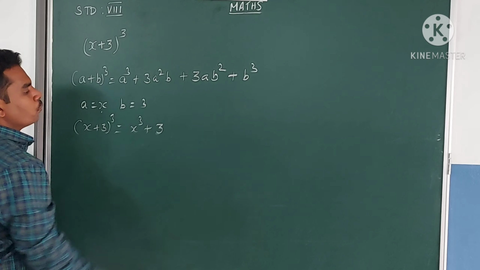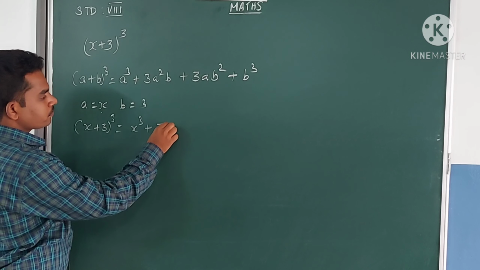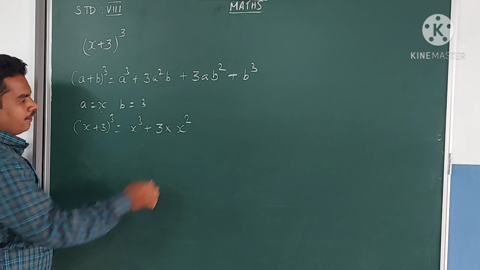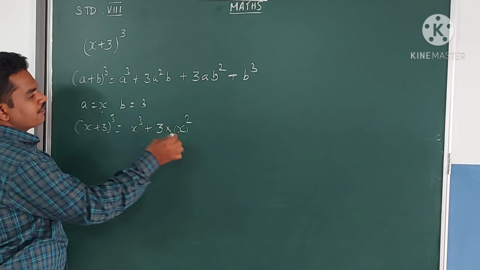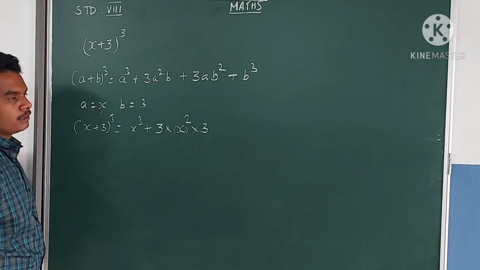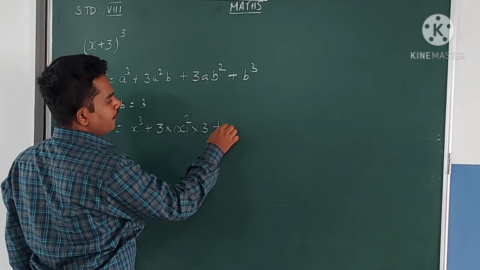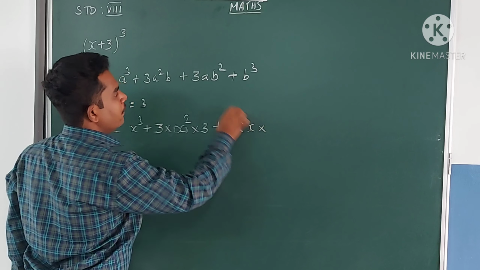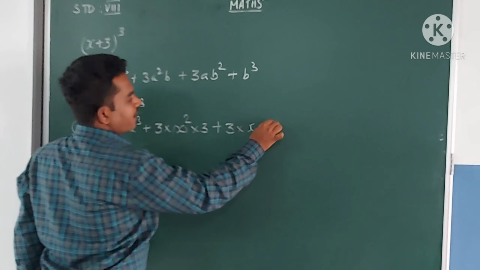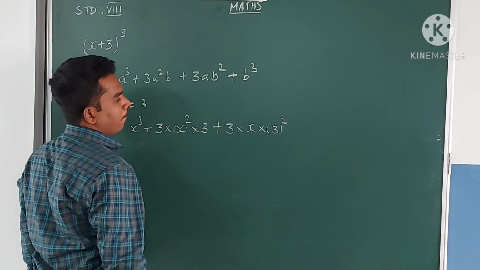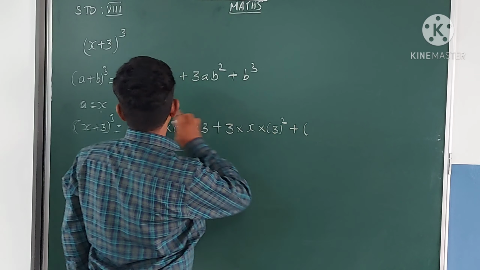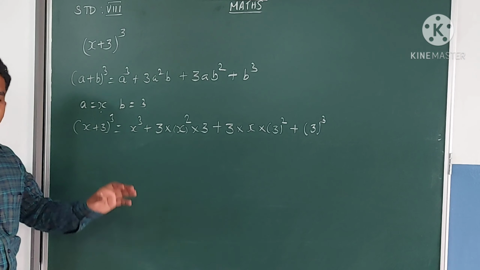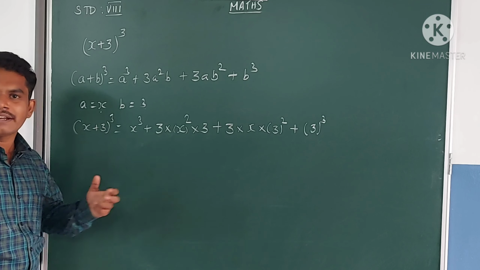it doesn't mean into, 3 into a square means x square, b is into 3, plus 3 into a is x, b square, 3 square, plus b is 3 cube. So you should substitute the values carefully, then only you get the right answer.